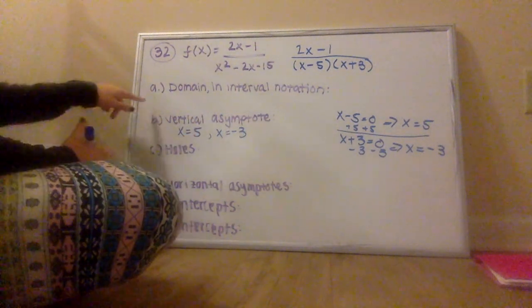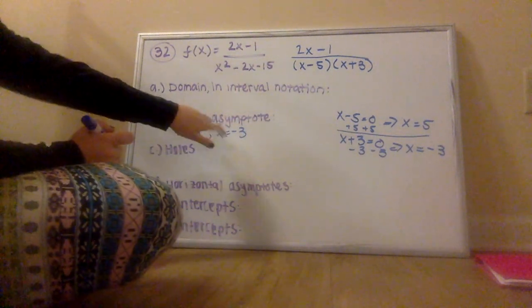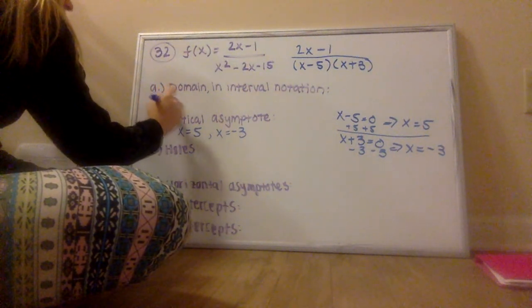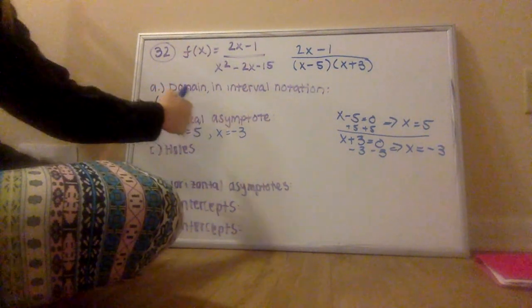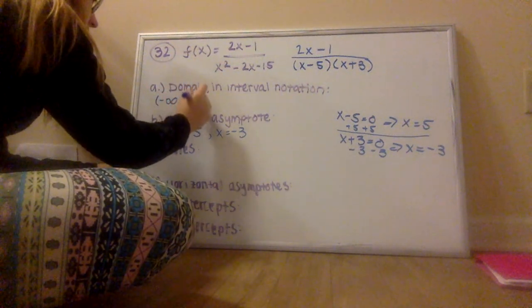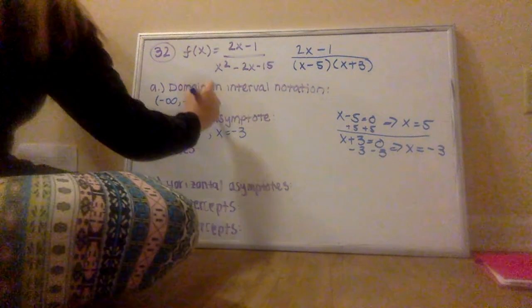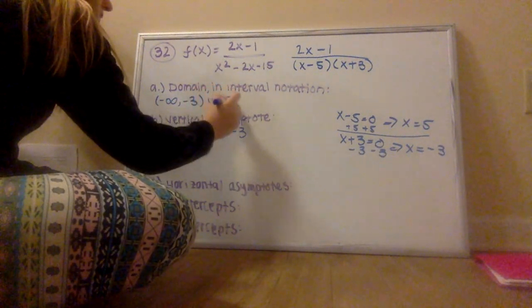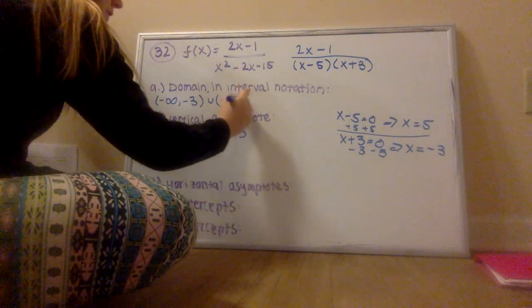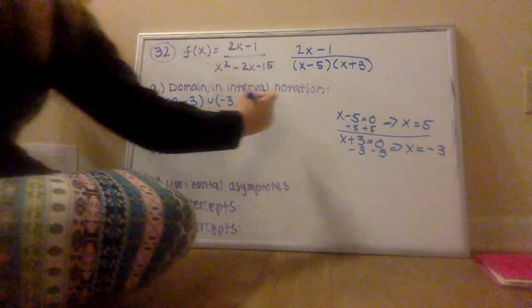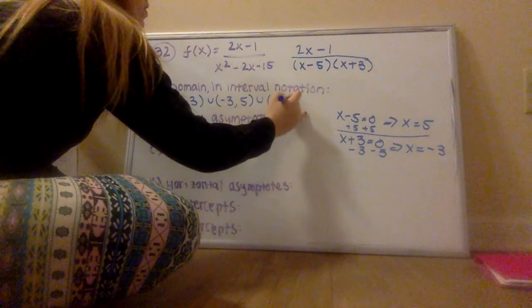Now I like to go back and do my domain because it's a little bit easier once I've solved for our vertical asymptotes. So our domain starts from negative infinity, goes all the way up to negative 3, and then it stops. And then we need our union because it starts back up at negative 3 and goes to 5. Another union because it starts back up at 5 and goes on to infinity.